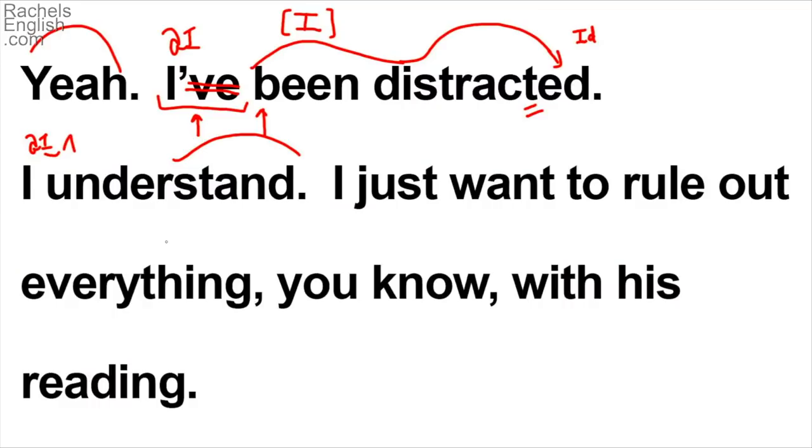I just want to rule out everything, you know, with this reading. I just want to. Those first four words, all unstressed, said very quickly. Then we have some stressed syllables. Rule out everything, you know, with this reading. Let's look at these first four unstressed words. They're not that clear. They're not "I just want to." That would be way over-pronouncing them.